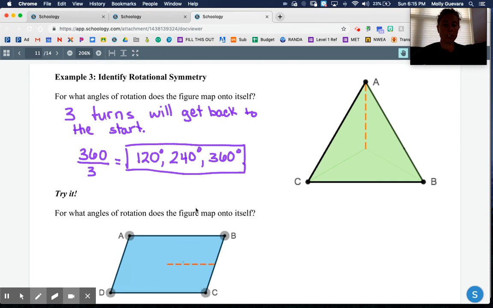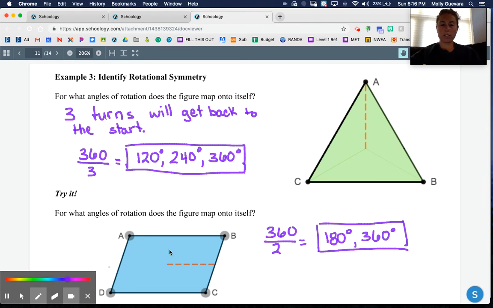So I want you to try this with the next one. Okay, it says, for what angles of rotation does the figure map onto itself? So the question is, how many times do I rotate it before I get it back to the start? Go ahead and try it, and then when you're done, hit play.